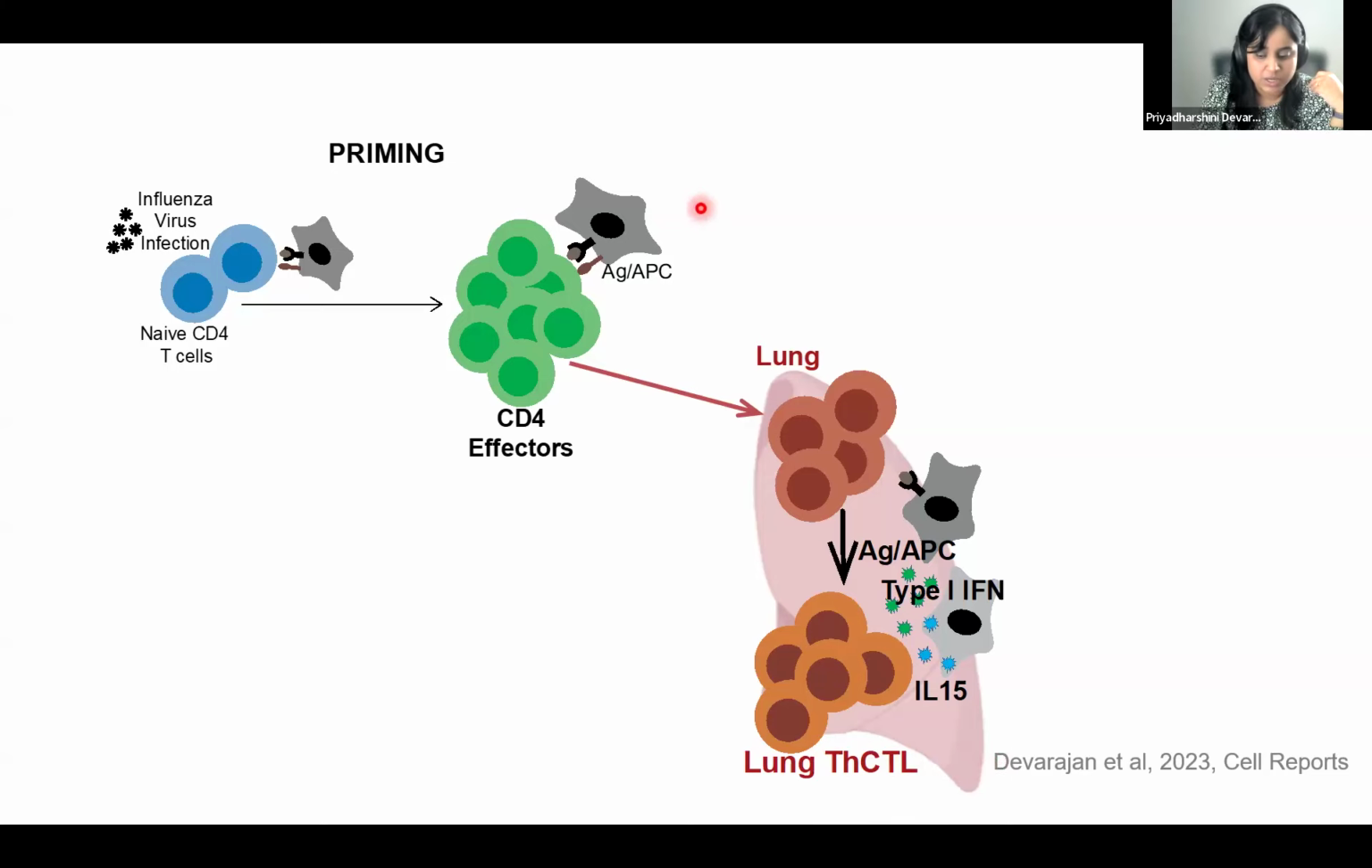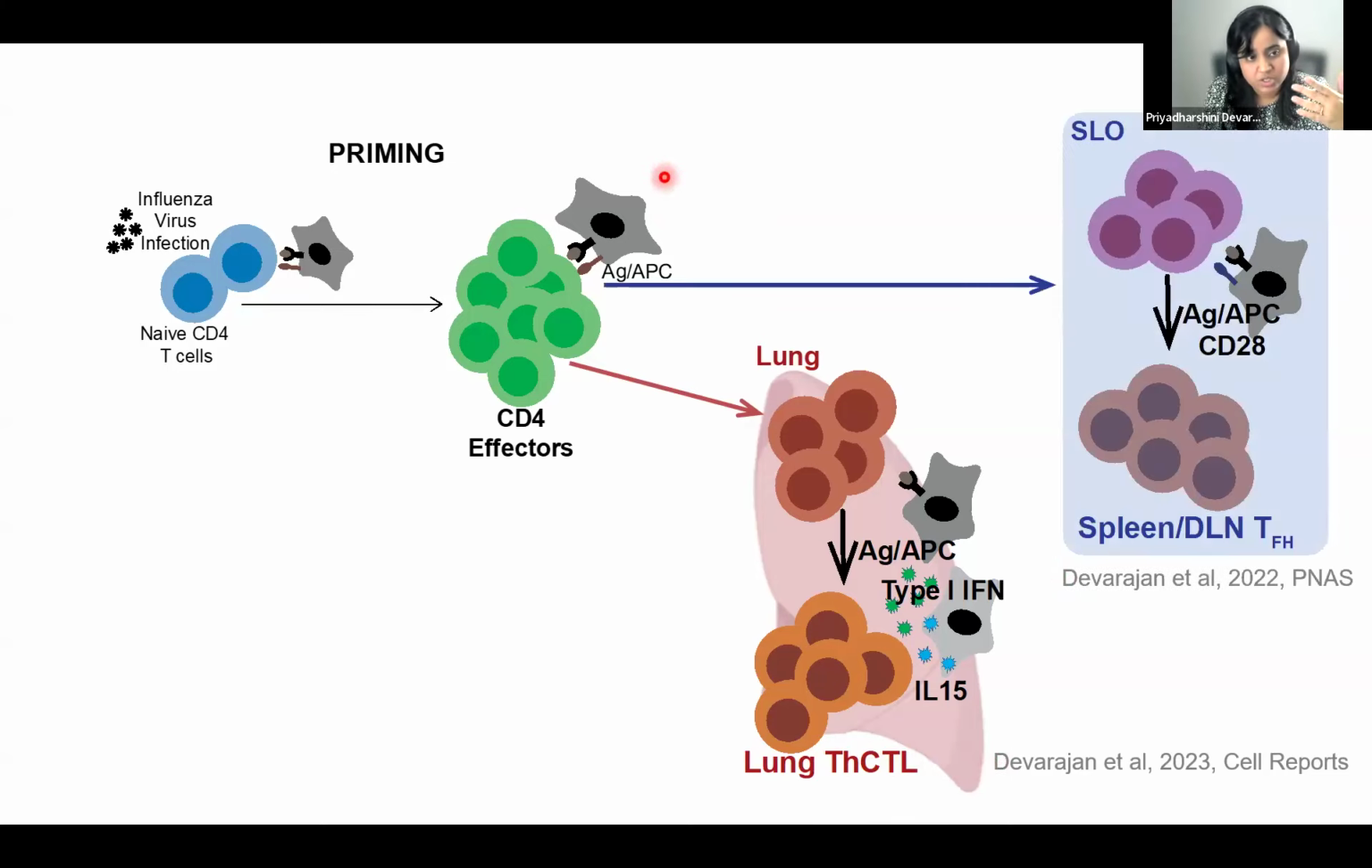T cells at this point, but also for another specialized CD4 subset, that is T follicular helper cells, where we see that CD4 effectors need to go to the secondary lymphoid organs, where they need to see antigen locally. They need to see antigen in the DLN, which is draining lymph nodes, to become DLN TFH, or they need to see antigen in the spleen to become spleen TFH. And these required CD28 co-stimulation as well at this time point to differentiate our T follicular helpers, which could help B cell responses.